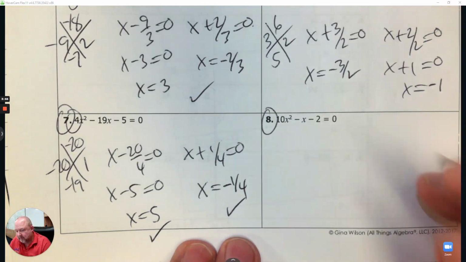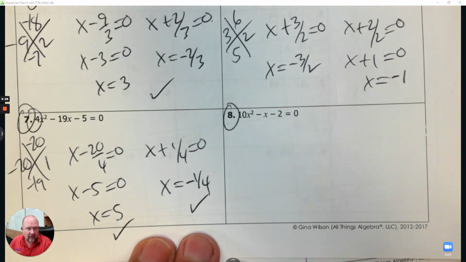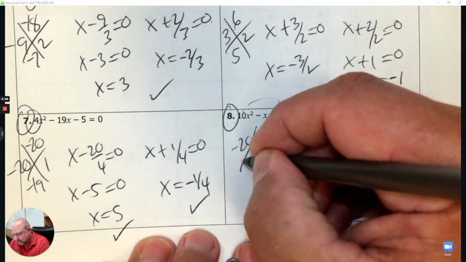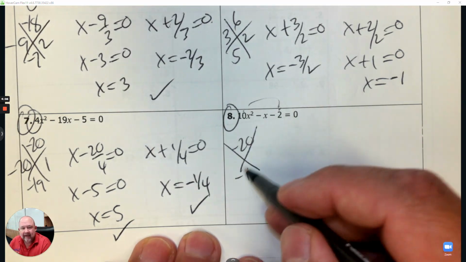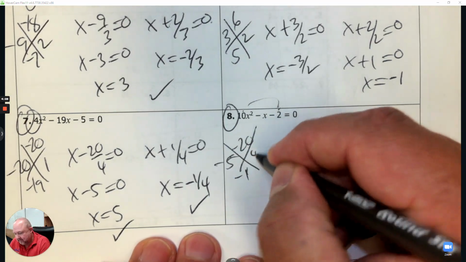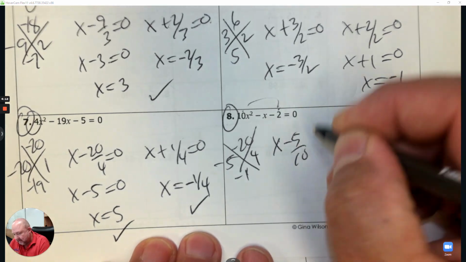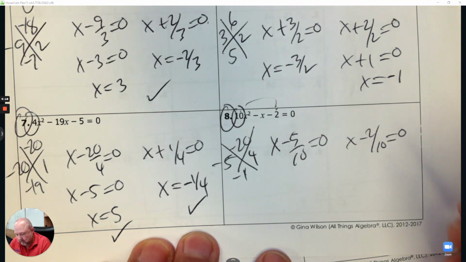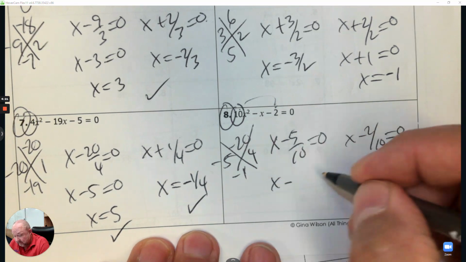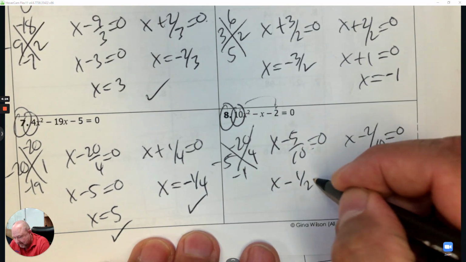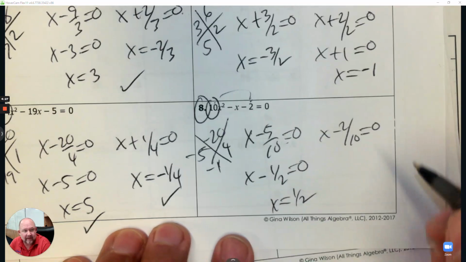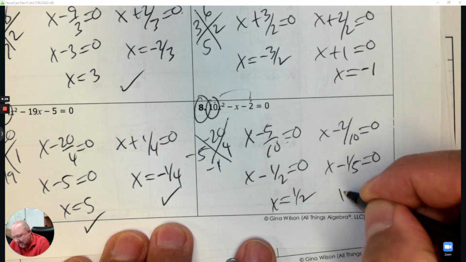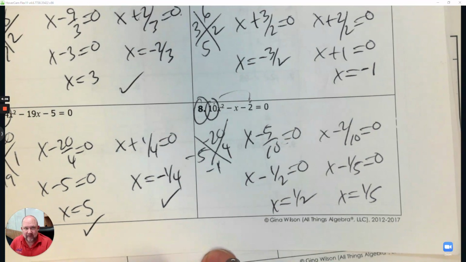All right, last one to try, number 8. Press pause, and you do number 8 all the way and get the answer. Then press play. So 10 times negative 2 and negative 1. So the two numbers are negative 5 and 4. To negative 5, I'm going to divide it by 10. To negative 2, I'm going to divide it by 10 as well. So I have to reduce it down. So divide by 5, and I get 1/2, and then add the fraction to the other side. 2 over 10, divide by 2, and I get 1/5, and then add the fraction to the other side, and you have the two answers, 1/2 and 1/5.